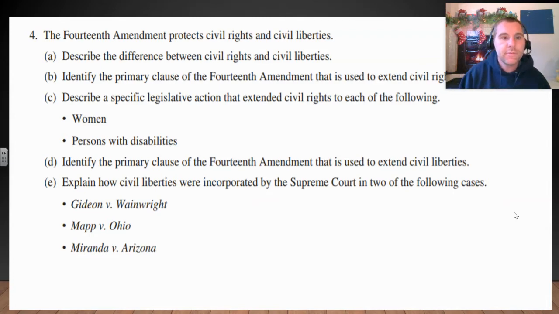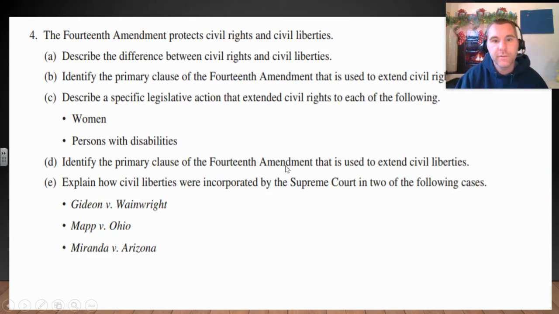Look at letter B. Identify the primary clause of the 14th Amendment that's used to extend civil rights. If you remember, that one is the Equal Protection Clause, right? The Equal Protection Clause extends civil rights to the states, and that's the one that all civil rights are going to essentially be under. Describe a specific legislative action that extended civil rights to each of the following. So for women, we could put a couple things. We could put in here Title IX. We could put in here the 19th Amendment even, allowing women the right to vote. For persons with disabilities, obviously the classical one is the ADA, right? That's the one we always look at, the unfunded mandate.